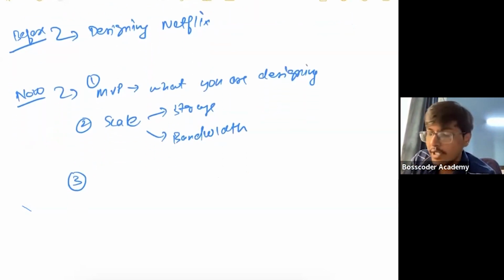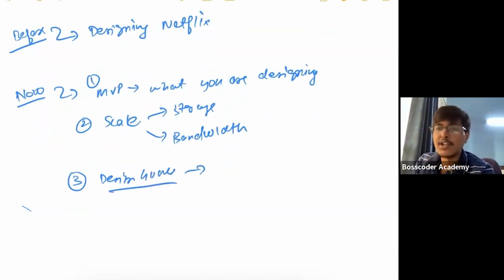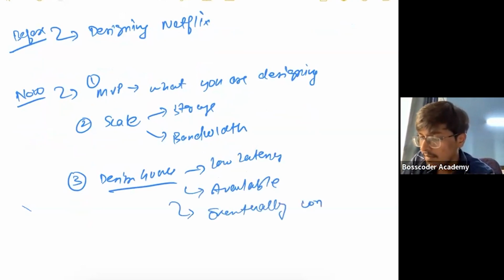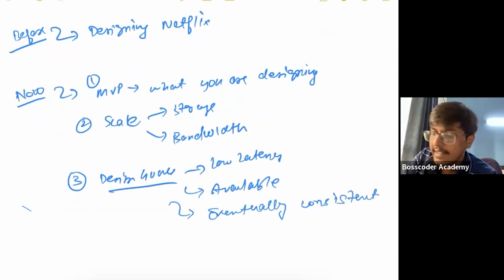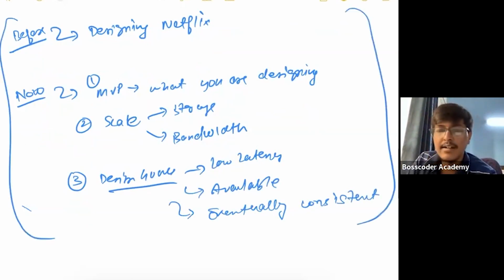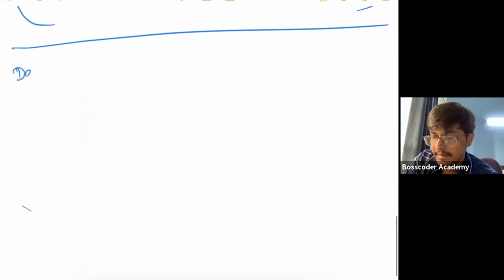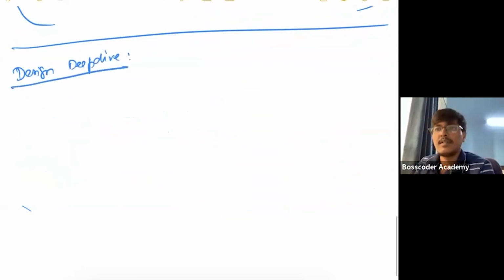We also discussed what design goals we have. For example, our design should be able to deliver low latency, should have high availability, and should be eventually consistent. Considering these aspects, let's go about designing a system.